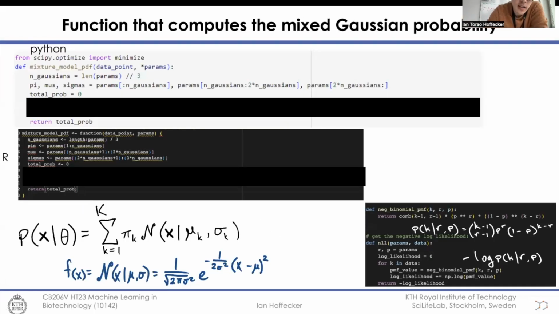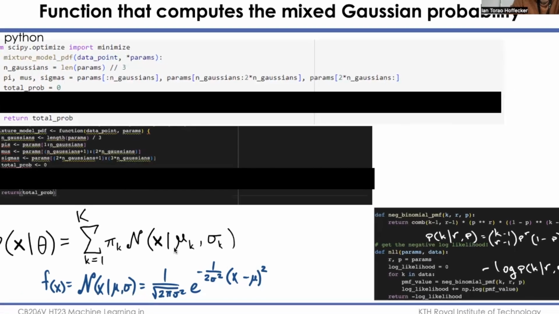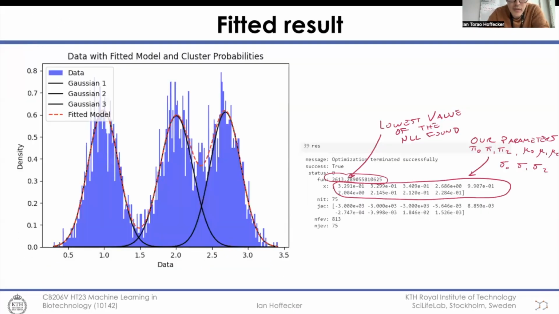In the second step, what we want to do is build our mixture model. So we have this function here, mixture model, and the idea is that we want to compute the probability for each data point. We're feeding a single data point into this function, and we're also feeding a set of parameters into this function. Those parameters include the weights, the pi's, the means, the mu's, and the standard deviations, the sigmas. If we have all those values plus a data point, then we can evaluate this expression here. And so we should get this fitted result at the end.